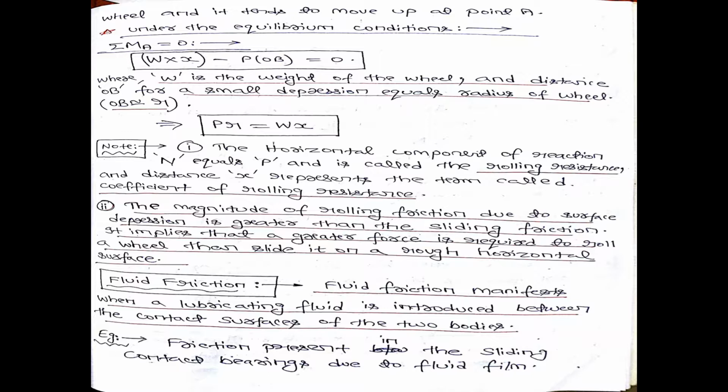What is this fluid friction? Fluid friction is that type of friction which exists between two contacting surfaces. That means when you insert a fluid between two contacting surfaces which are in motion, then the friction exerted by that fluid is known as fluid friction. The very best example is, I think all of you have seen a grill in your house. All of you have seen a grill.